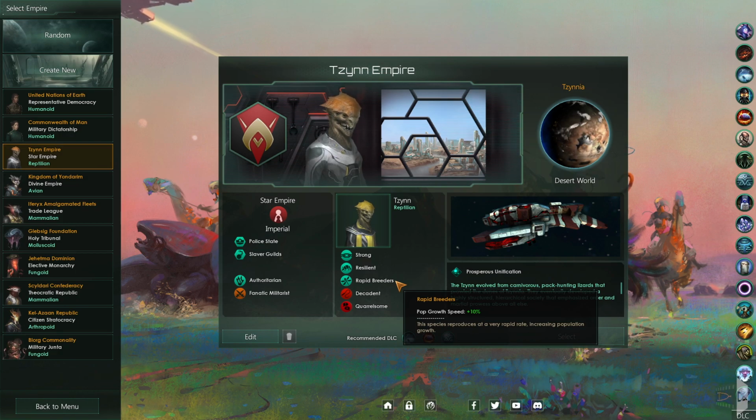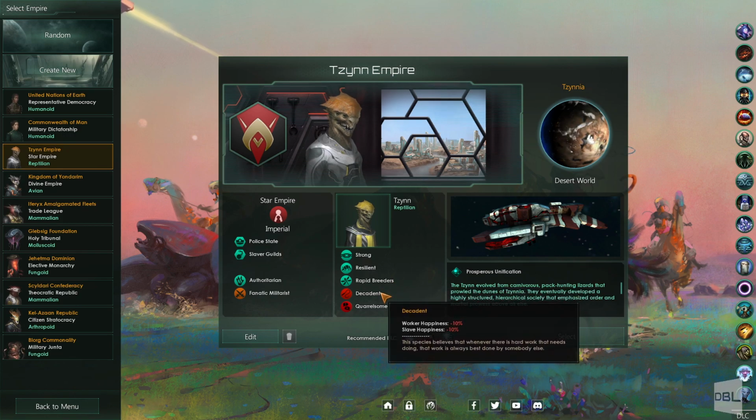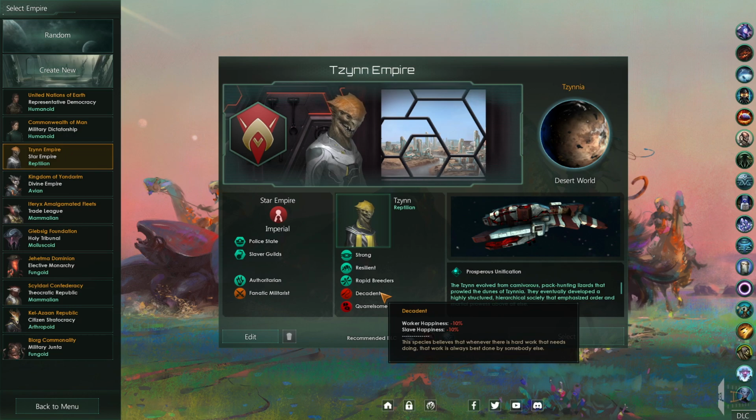This species reproduces at a very rapid rate, increasing population growth. Decadent. Worker happiness, -10%. Slave happiness, -10%. I can't wait to actually play the game. I know this is super boring. But like I said, I just want to read it all so I can say I did, and we don't have to do it again. The species believes that whenever there is hard work that needs doing, that work is always best done by somebody else.